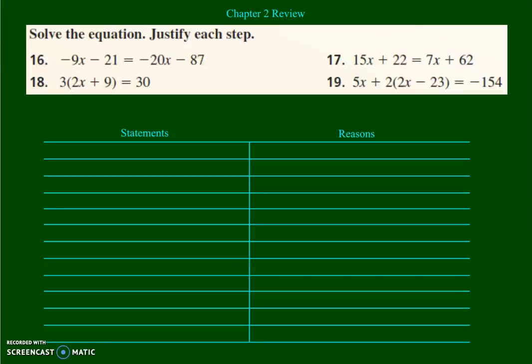This session is a continuation of the Chapter 2 review with problem 17. And so 17 asks us to solve this equation and justify each step. So we have 15x + 22 = 7x + 62. Again, that's given.